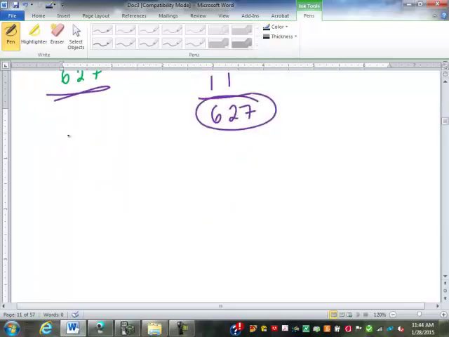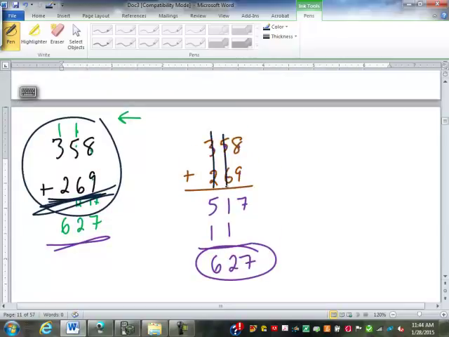Subtraction, of course, is the same way. You line up the columns because you can only subtract numbers that have the same name or the same place value.